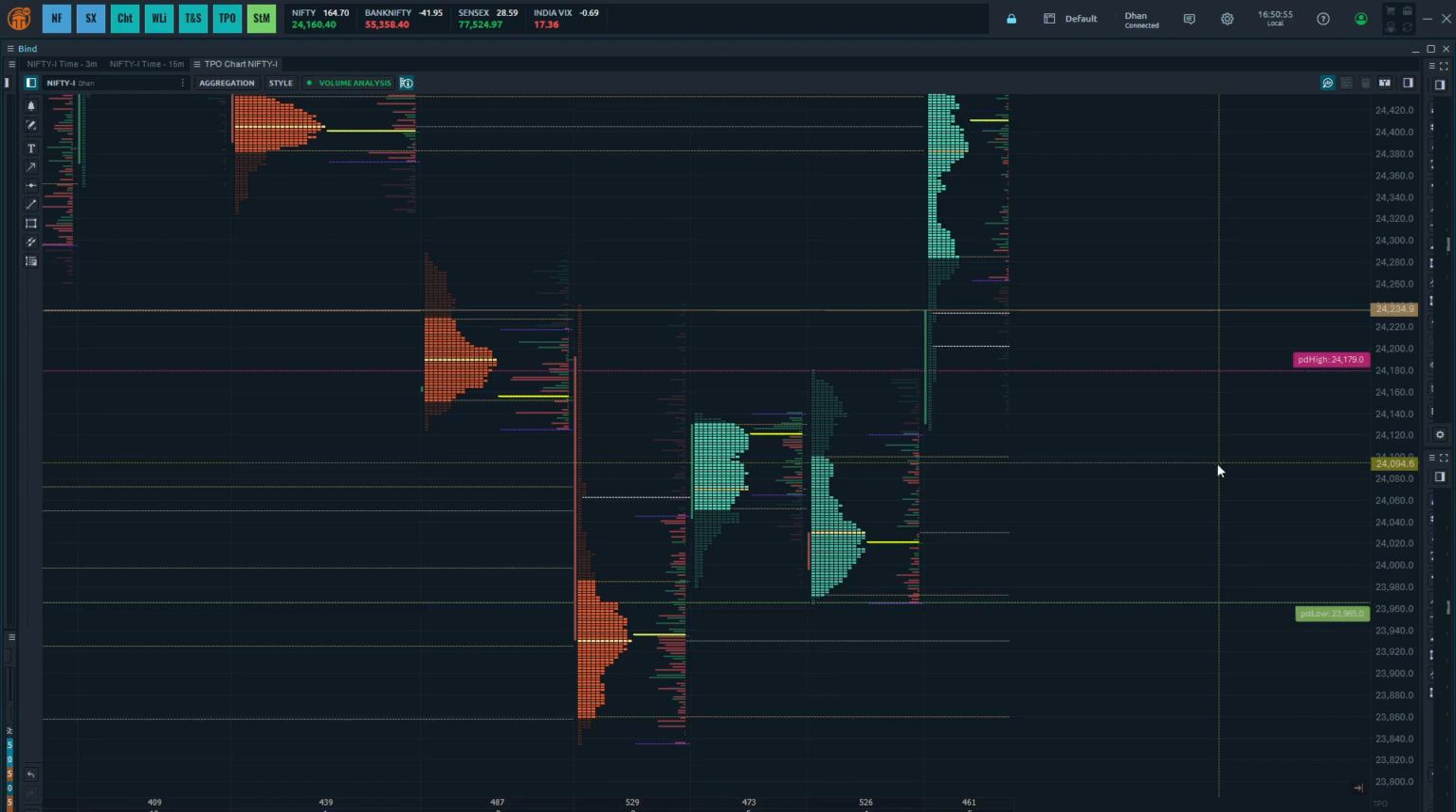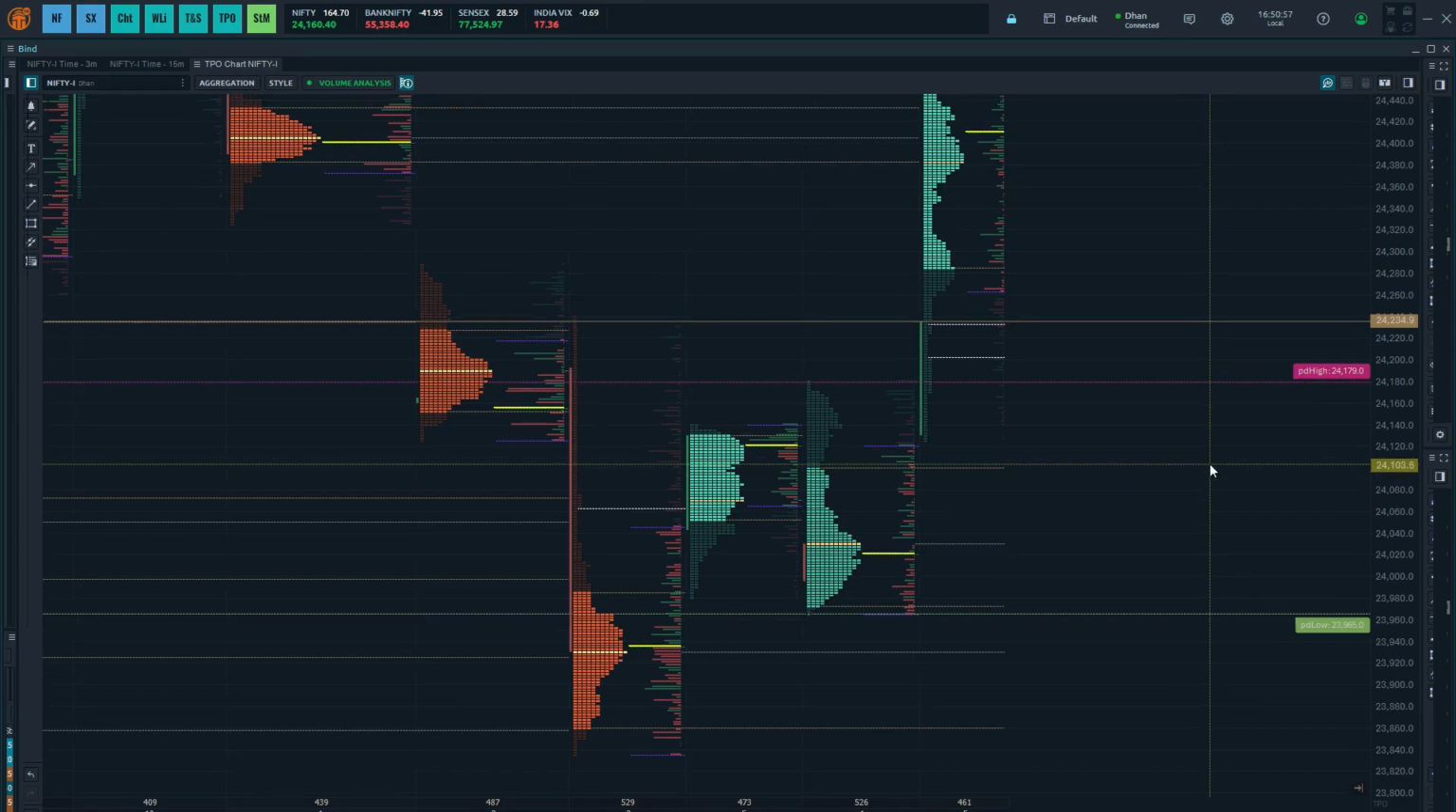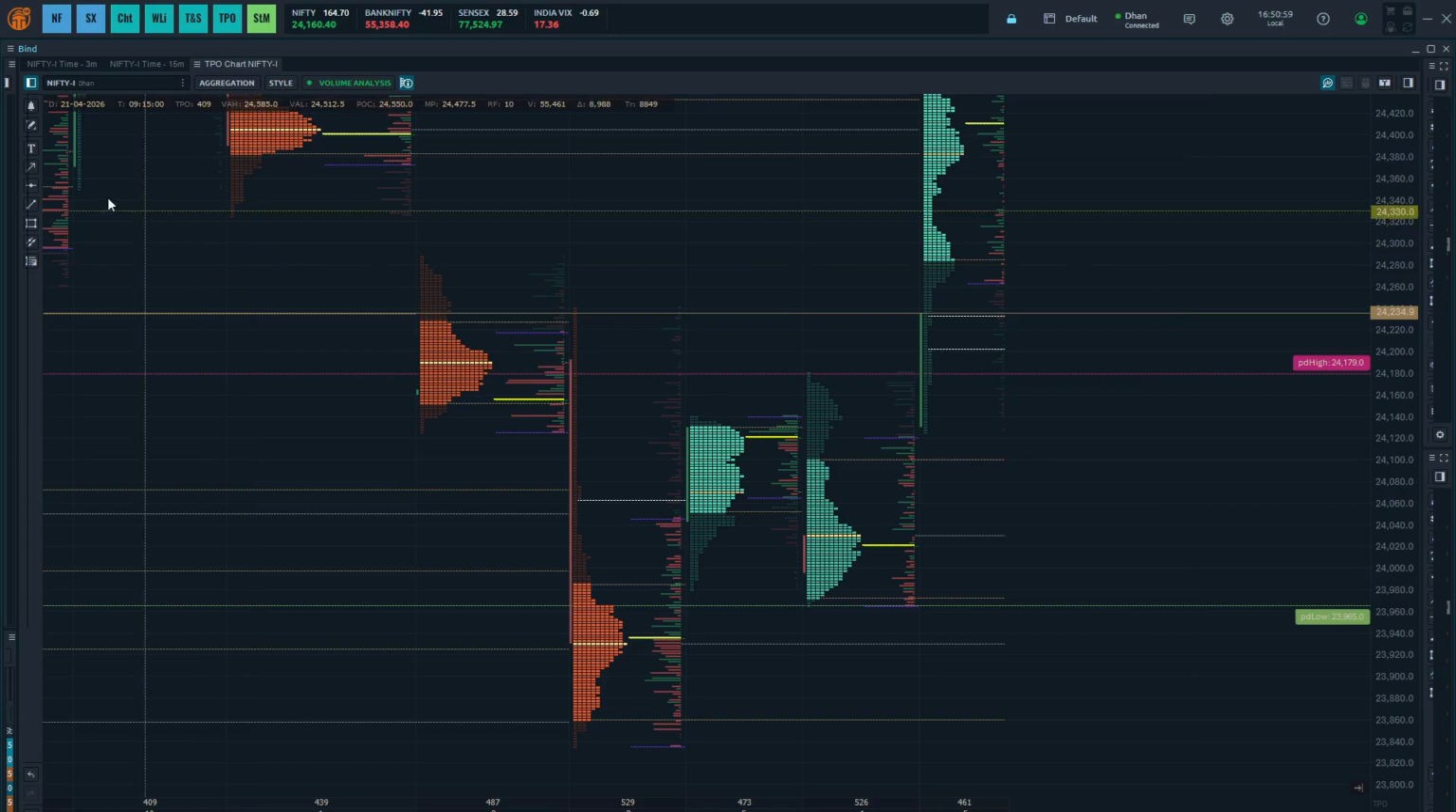If you know how market profiles work, let us draw some lines which show where yesterday's market profile was and how it behaved. Let us draw one line. So this is the market profile of yesterday. This is today's trading session, and this is yesterday's market profile.